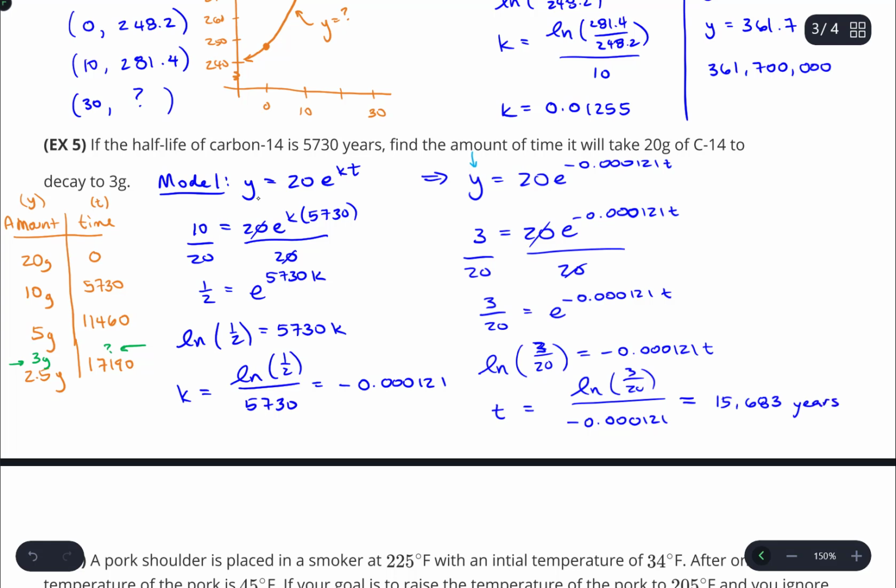And that is right in line. Certainly the 3 grams was closer to the 2.5 than it was the 5. And likewise, the 15,683 is closer to the 17 than it is to the 11. So this checks out. This actually makes a lot of sense with our initial prediction. And those are some of the types of problems that you're going to be required to be able to do. So get some practice with those in the homework, and then start the remaining video.